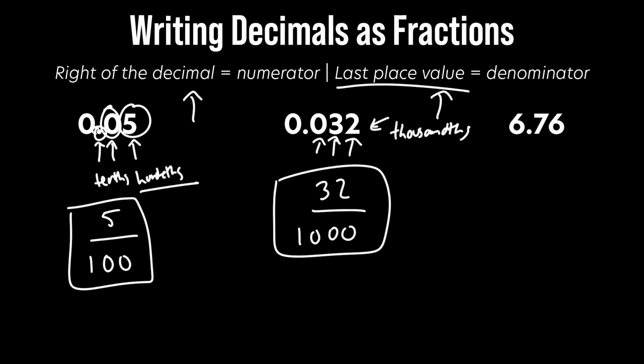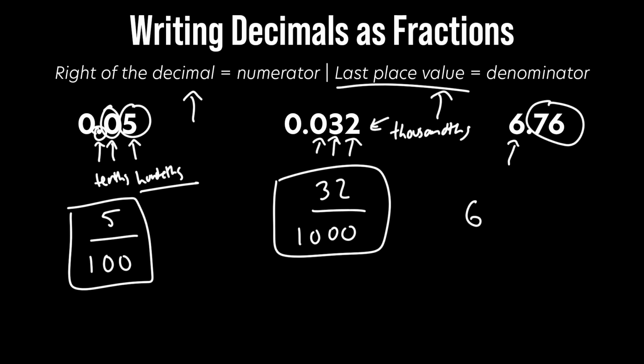Lastly, we have 6.76. Now, this is the first case in which we have a number before the decimal point. So what do we do with this number here? Well, assuming that the numbers after the decimal point will be a fraction, the number before the decimal point we know is a whole number. So we can just simply write 6 down as is.